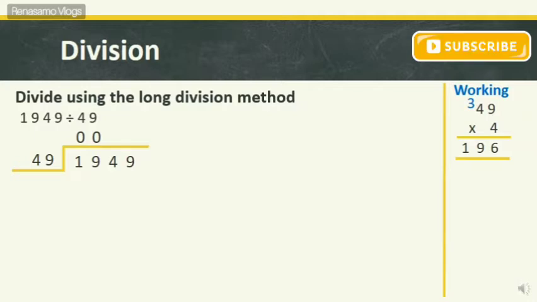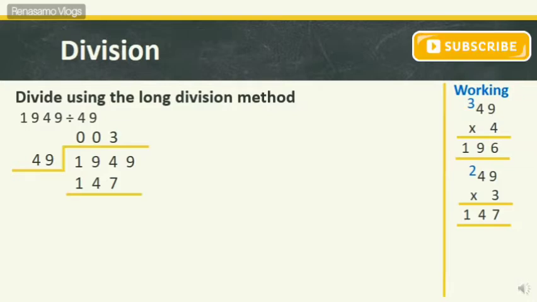Let's check 49 3 times now. 49 multiplied by 3. 3 times 9 is equal to 27. So carry over 2 and write down 7. 3 times 4 is equal to 12 and 12 plus 2 carry over gives me 14. So now I got a multiple as 147, which is smaller than 194. So yes, I can use 49 3 times. I will write 3 up in place of the quotient and write down 147.